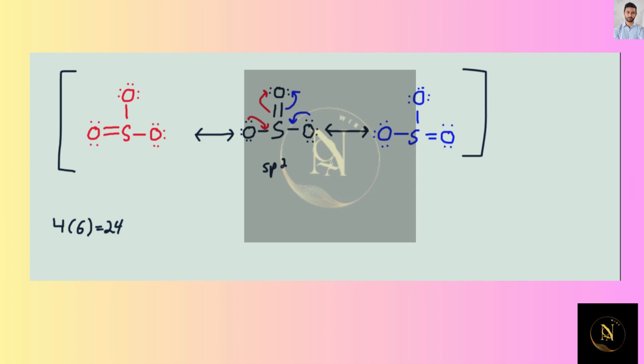So since we have resonance structures where you can have a double bond on each of these oxygens in a specific resonance structure, that means that you are going to have delocalized pi bonding. You are going to have a partial double bond character on each of these SO bonds.